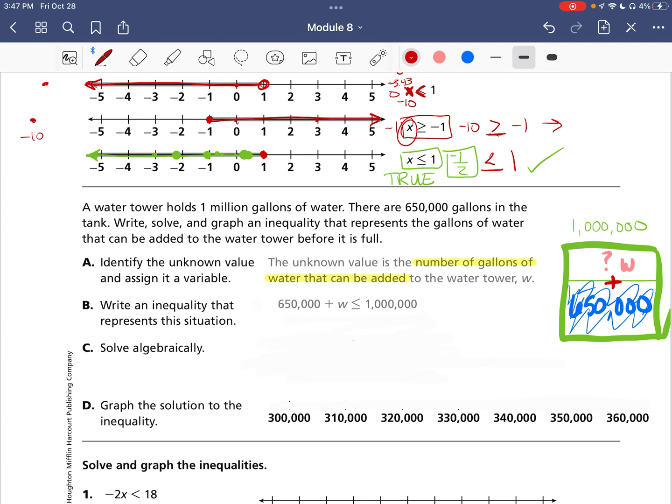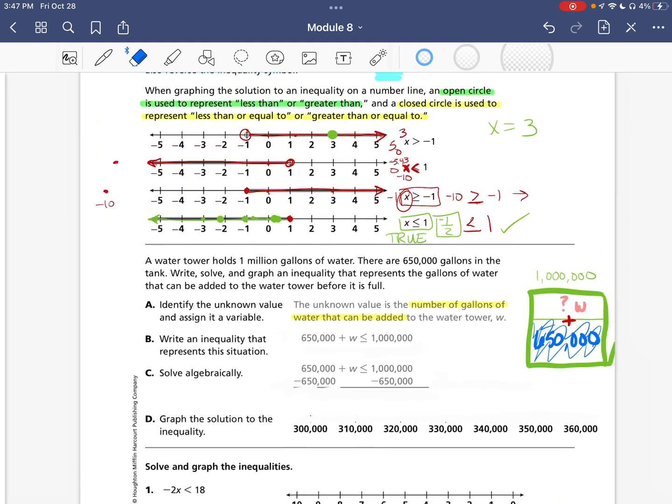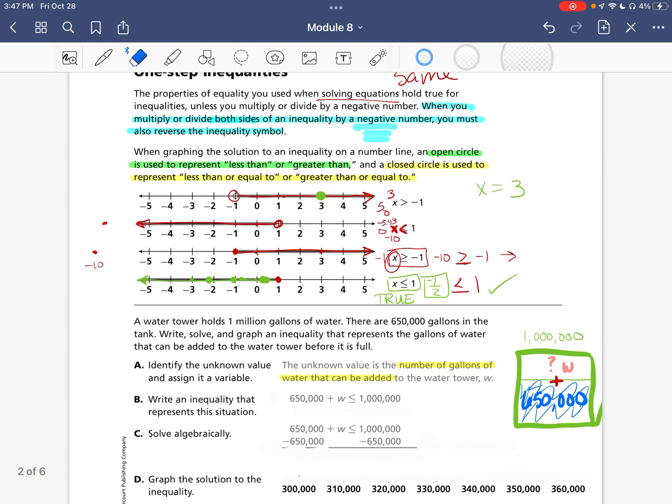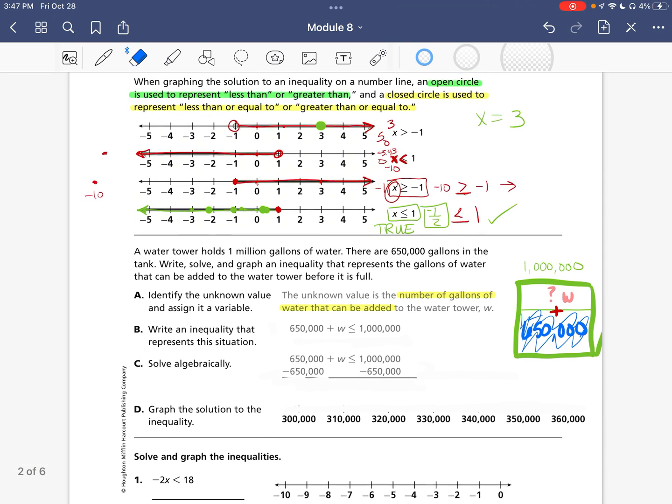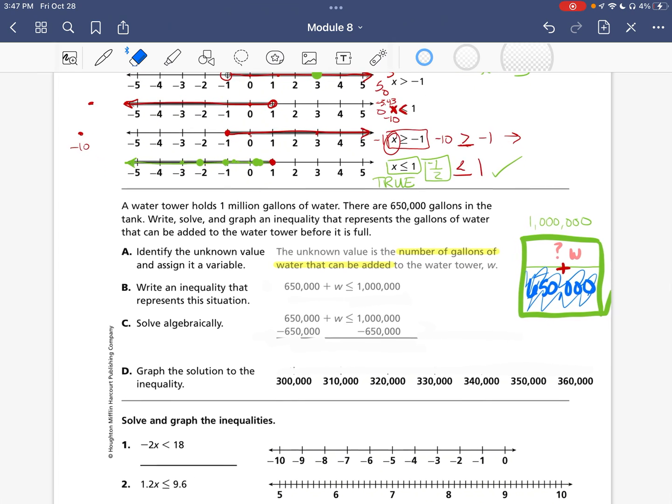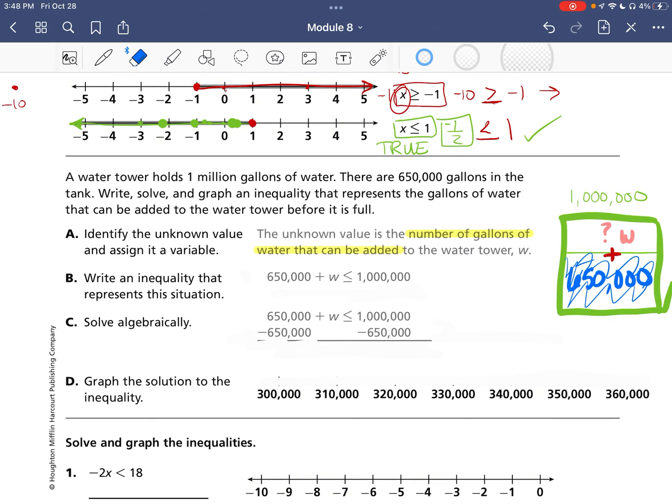To do that, we're going to do those same steps that we did for equations. We have 650 on one side. We're going to subtract that from both sides of our inequality. And just a reminder, the only time we switch our signs is with multiplying or dividing negative numbers, not adding and subtracting, just multiplying and dividing. So we subtracted 650,000 from both sides, which leaves just W on this side. And we're going to have 350,000 on the other side.